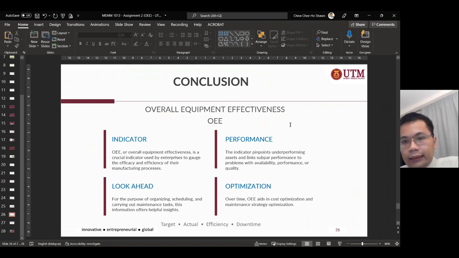And then the performance. OEE is also an indicator to pinpoint the underperforming assets and link subpar performance to a problem with availability, performance, or quality. It's also a look ahead. It's very useful for the purpose of organizing, scheduling, and carrying out maintenance tasks. It's important information that offers helpful insight.